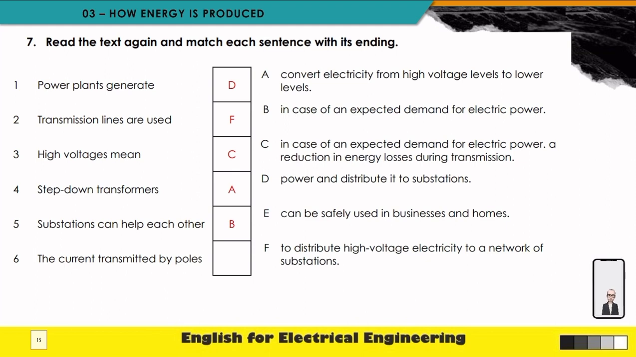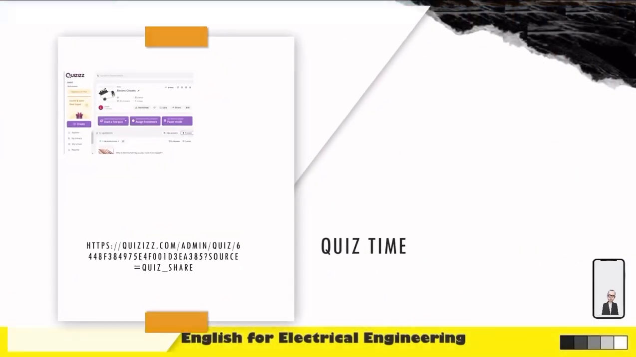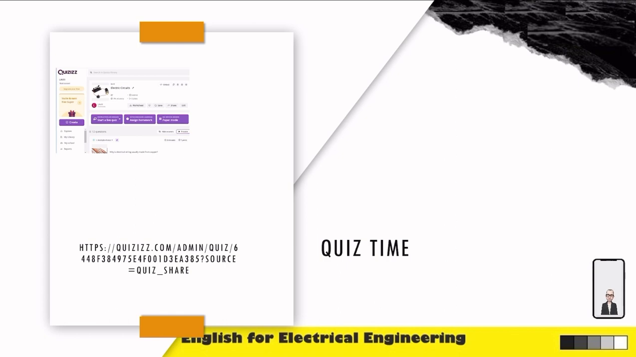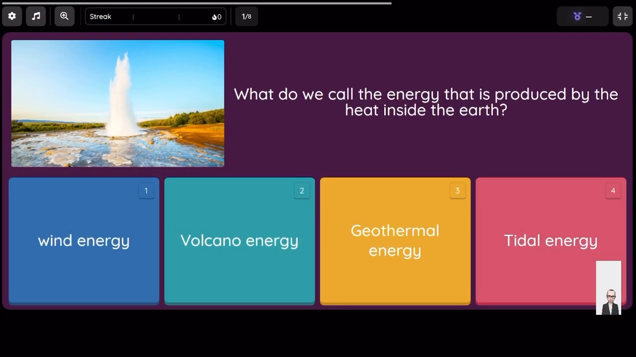The current transmitted by poles, only one option left, can be safely used in businesses and homes. This was our last reading text. And now it is quiz time. Let's have a look at a couple of quiz questions to check and to make sure that you have understood everything in this unit. So, first question here.